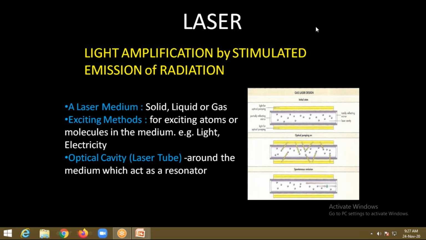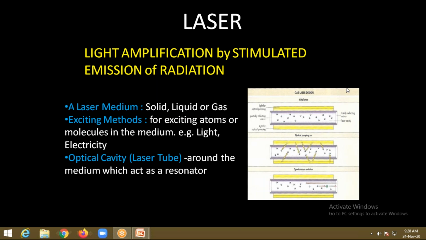So what is laser photocoagulation? Before trying to understand that, we first have to understand what is laser. Laser is nothing but light amplification by stimulated emission of radiation. So that is the expansion of the word laser. Okay, so what is this laser basically?